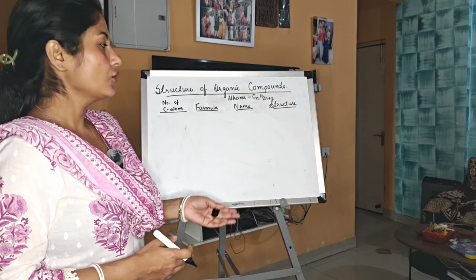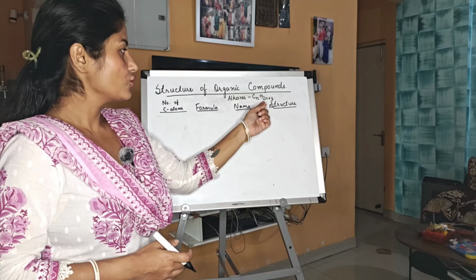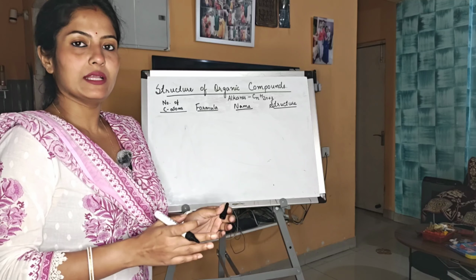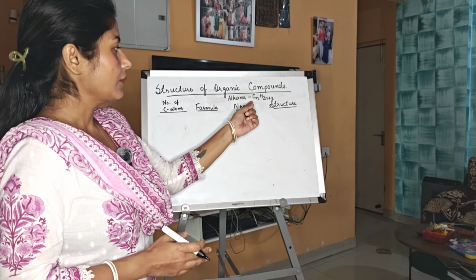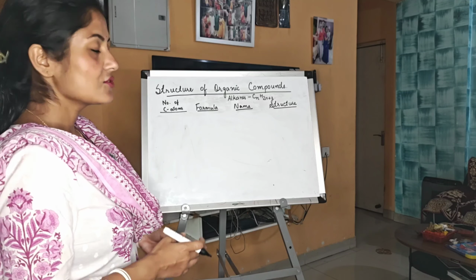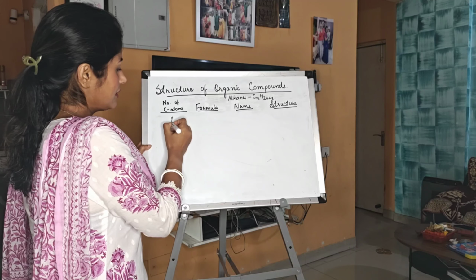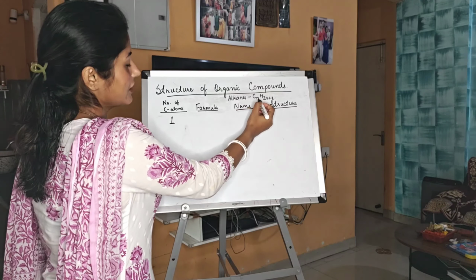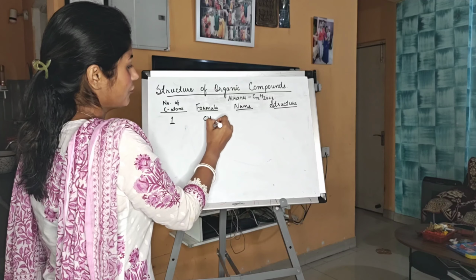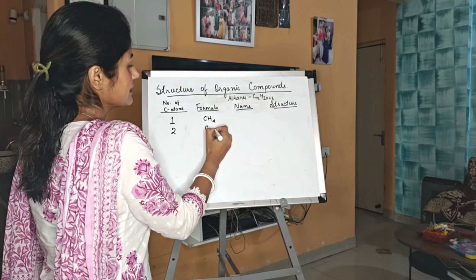So as we already know, the general formula of alkanes is CnH2n+2. By substituting n equal to 1, 2, 3, 4 etc. we can find out the molecular formula of the alkane and its corresponding structure. So let us begin. When the number of carbon atoms is 1, what will be the formula? If I substitute n equal to 1, the formula will be CH4. If n is equal to 2, the formula will be C2H6.